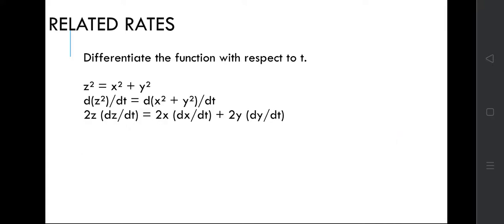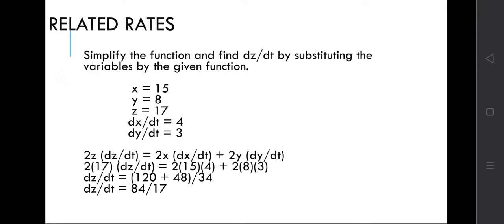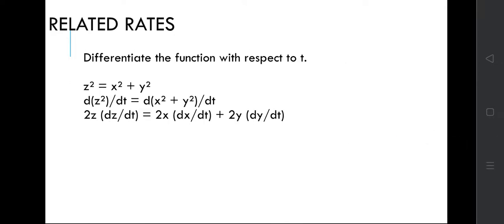Differentiate the function with respect to t. Yun na yun. Dito na tayo mag-apply ng derivatives. Dito na papasok yung mga d na letter. So, the derivative of z squared with respect to t is equal to the derivative of x squared plus y squared with respect to t. So, yun na yun. 2z multiplied by dz over dt is equal to 2x multiplied by dx over dt plus 2y multiplied by dy over dt.